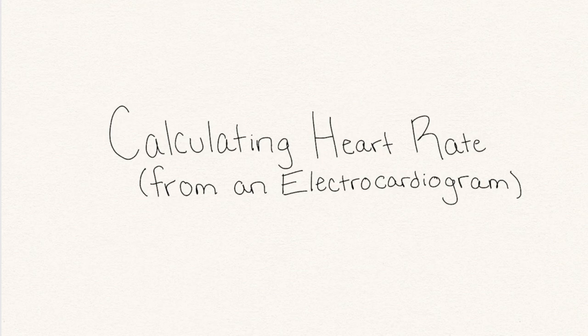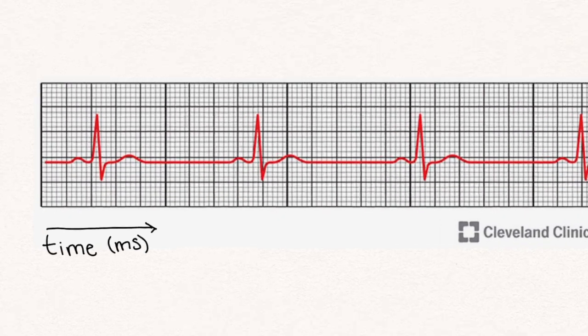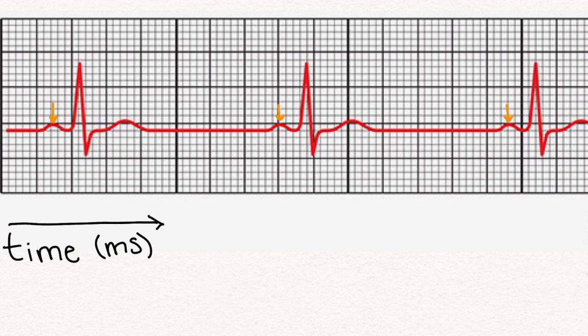I'm going to show you how we can calculate a patient's heart rate looking at their electrocardiogram. To do that, it's helpful to mark on the ECG every P wave crest, the P wave's highest point. The next step is calculating the interval between two P wave crests.